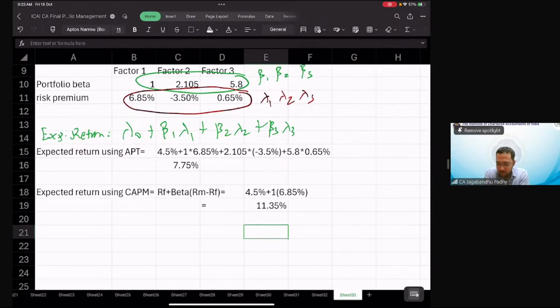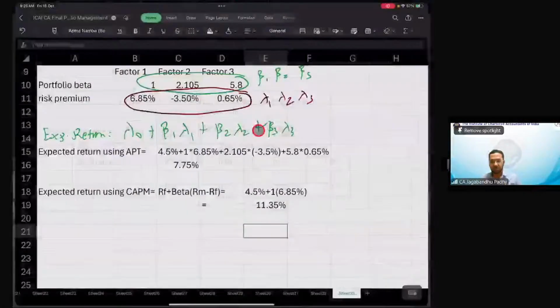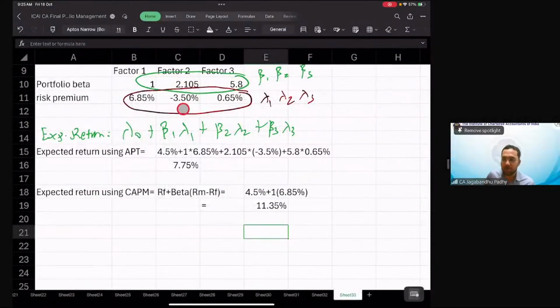11.35% return. But in reality, 11.35% will be countered with this arbitrage pricing theory return of 7.75%, because there is a negative risk premium for the second factor. So the second factor, which is playing a role in determining return, is actually dragging down your return using the APT.